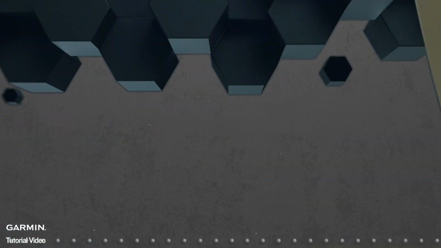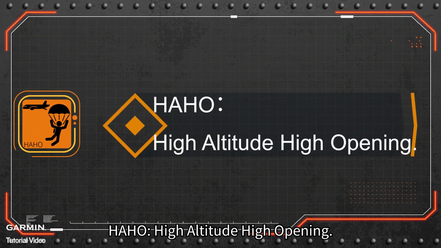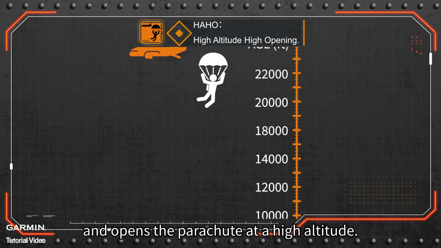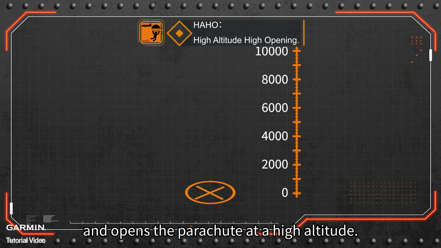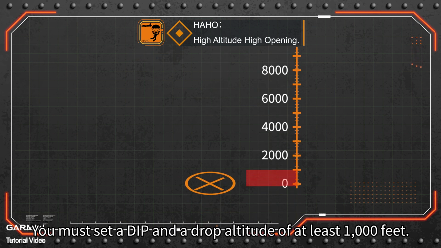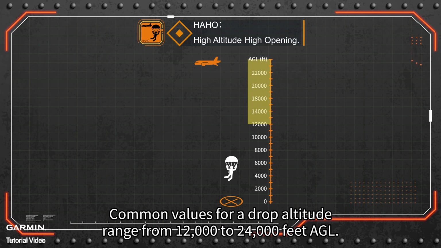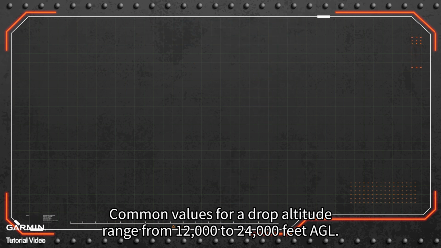Jump types. HAHO, high altitude high opening. The Jumpmaster jumps from a very high altitude and opens the parachute at a high altitude. You must set a DIP and a drop altitude of at least 1,000 feet. The drop altitude is assumed to be the same as the opening altitude. Common values for a drop altitude range from 12,000 to 24,000 feet AGL.